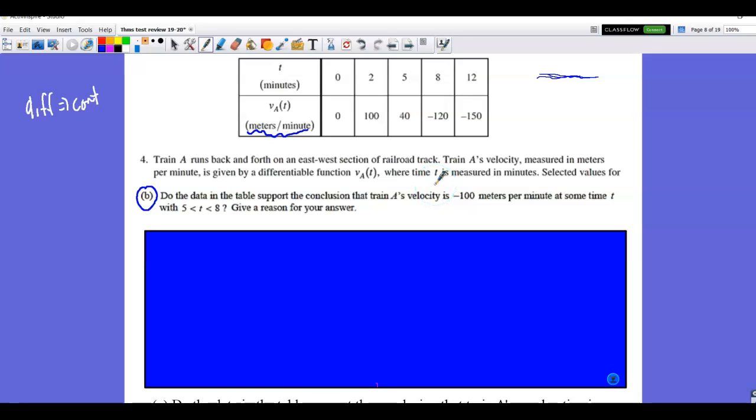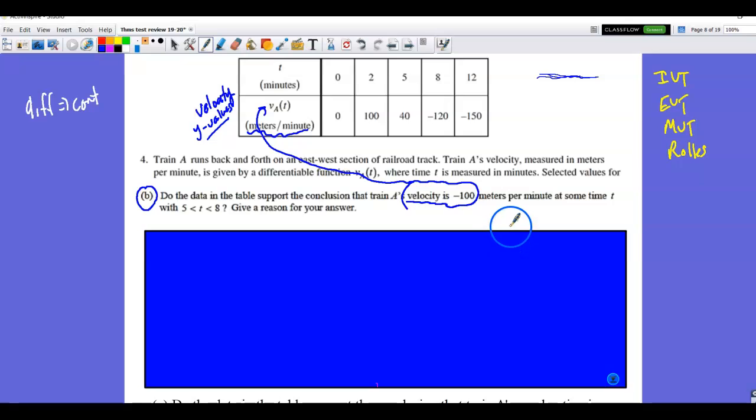So we are looking to verify a theorem here. The theorems that we deal with are the intermediate value theorem, the extreme value theorem, the mean value theorem, and Rolle's theorem. All right, so we have to look at the prompt to determine what theorem this information is appealing to. Now the quantity in question is the velocity: is the velocity negative 100? So I'm going to go back and look at the table, and in the table I have velocity. So it's the same function, and I'm asking about y values of velocity.